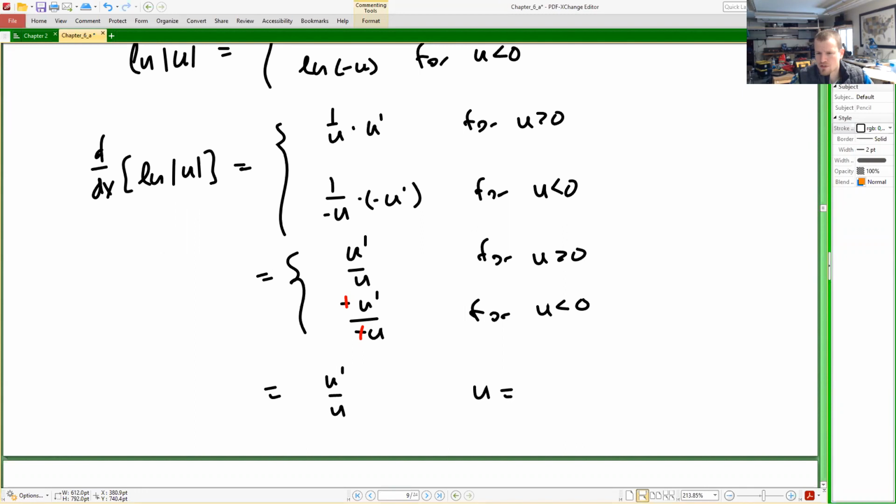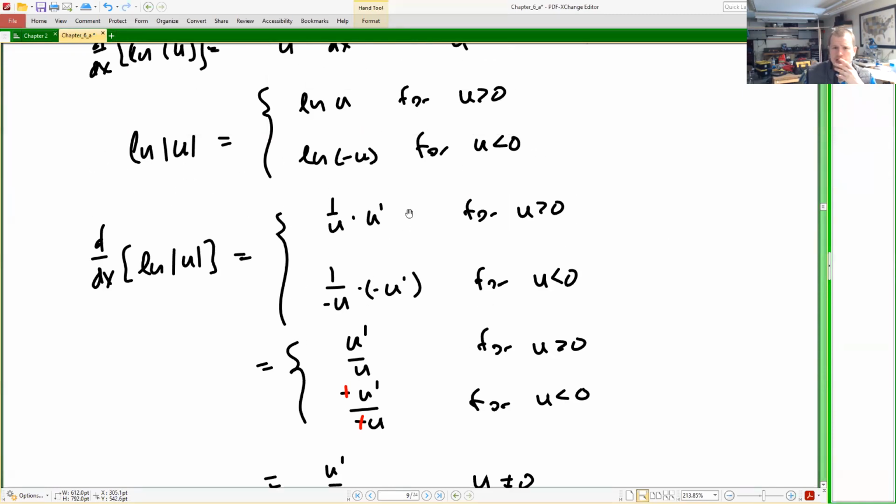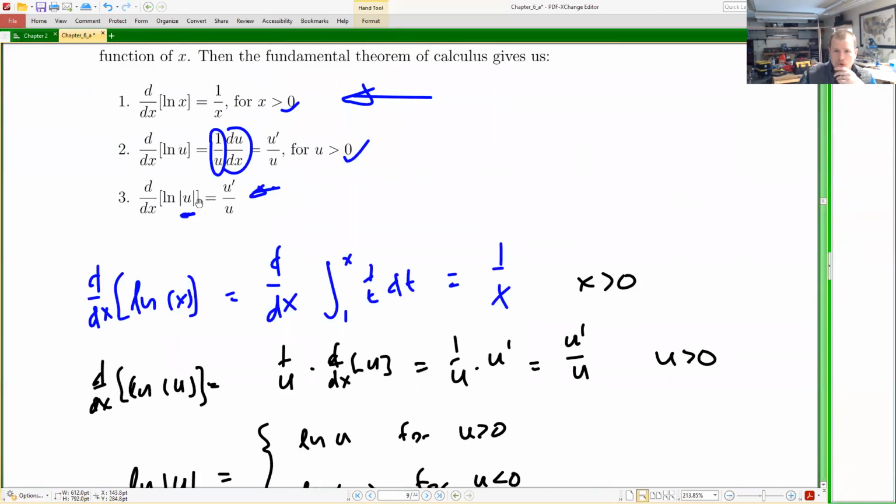And of course, we don't have u equal to 0 due to the definition of natural log, right? It's not defined at 0. All right, so that's why we can ignore the absolute values when we're taking the derivative.